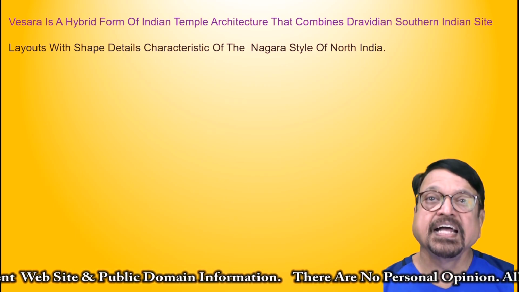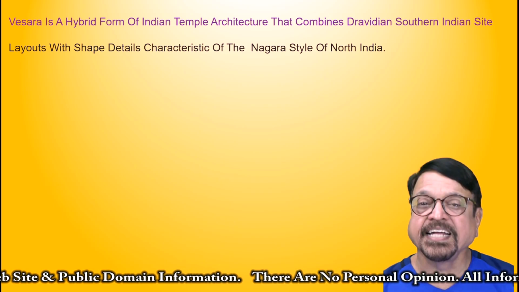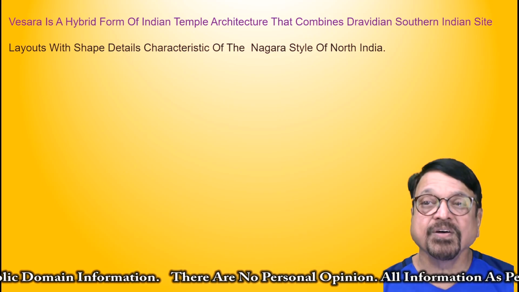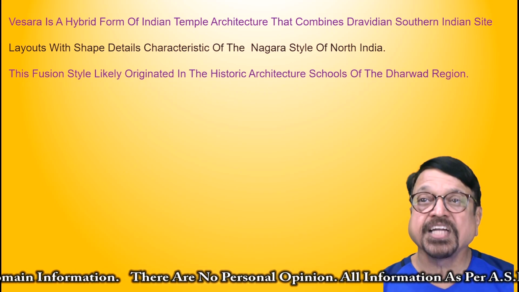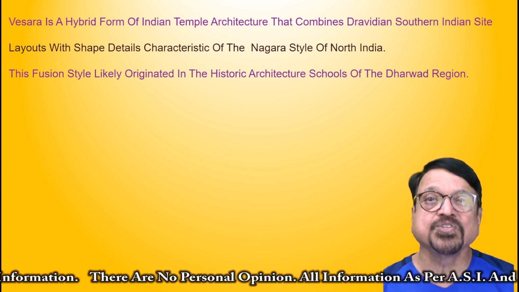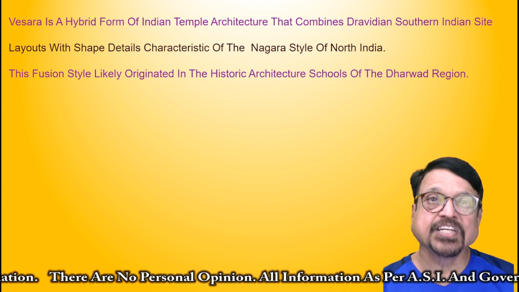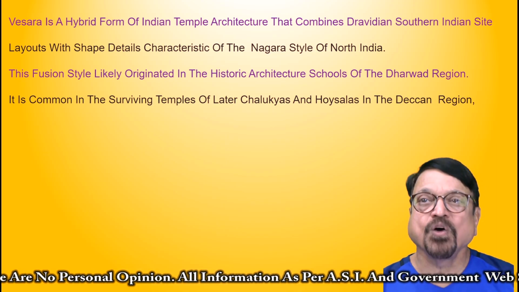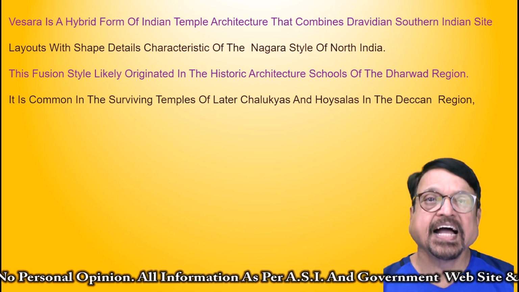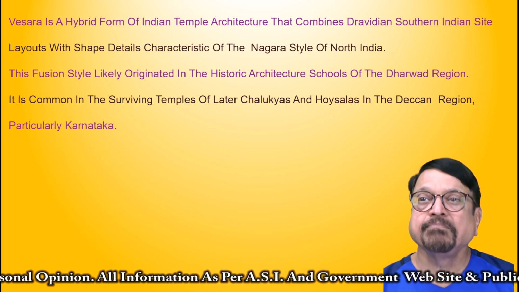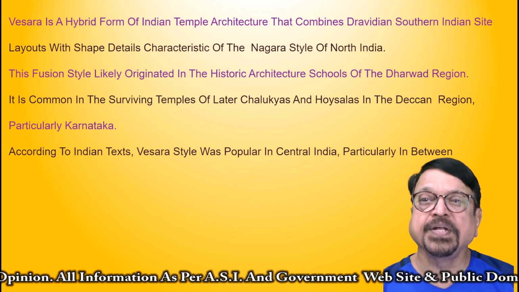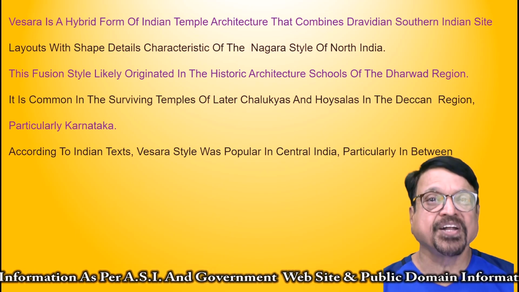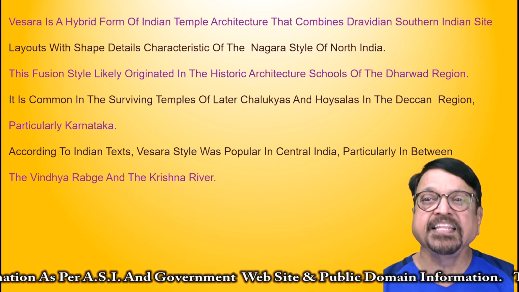Now the layout is not very characteristic, but it looks like it is inspired by Nagara. That is, Nagara is a North Indian style. The fusion style likely originated in the Dharwad region school of architecture, because it combines, it is in between these two. It is common in surviving temples of the later Chalukyas and Hoysalas in the Deccan region, particularly in Karnataka. According to Indian texts, the Vesara style was popular in central India, particularly between the Vindhya range and the Krishna river.